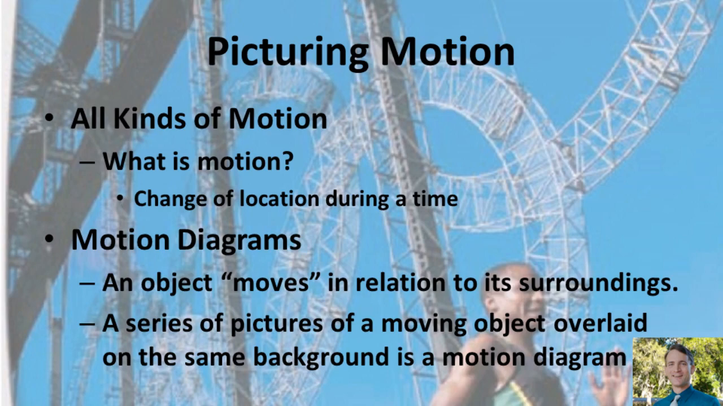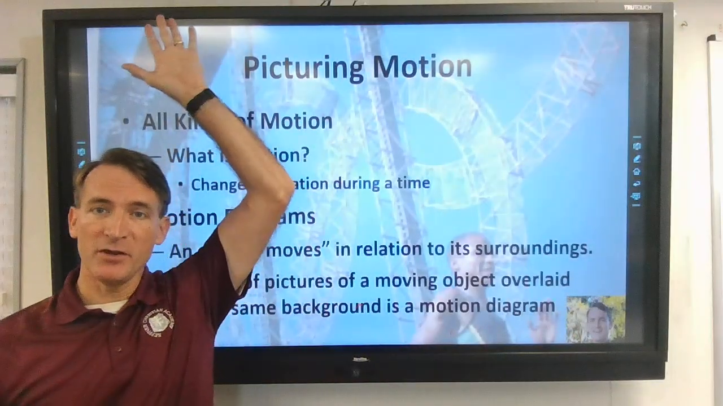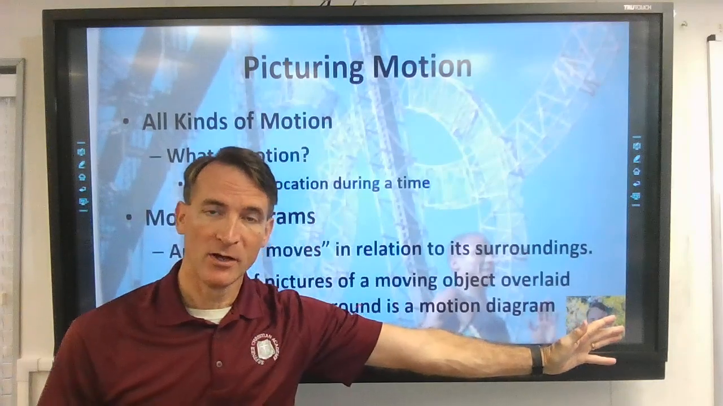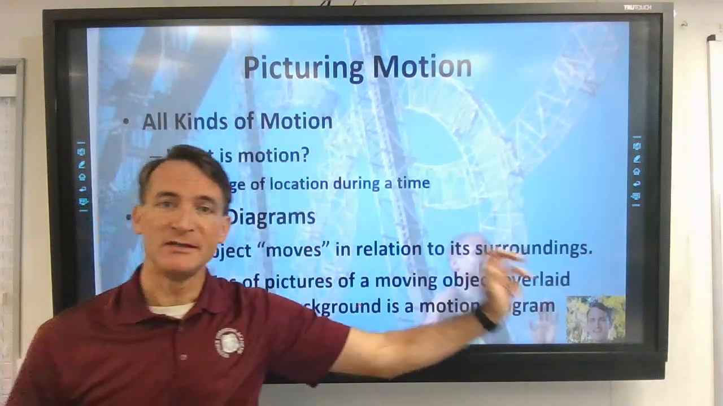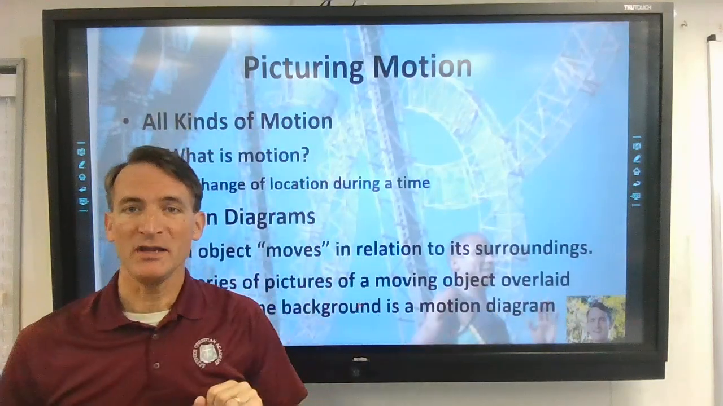A series of pictures of a moving object overlaid on the same background is what we call a motion diagram. We use motion diagrams quite a bit. Now, we simplify it down, but we're going to just take a look at motion diagrams. So initially, I had a picture up here, and then the final location is down here. That would be a motion diagram, a pictorial representation of a before and after.